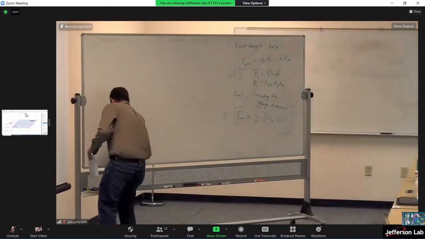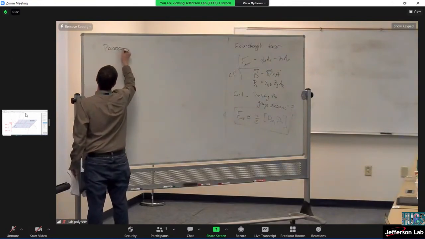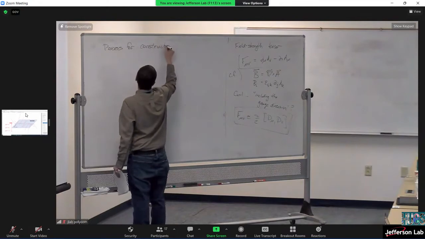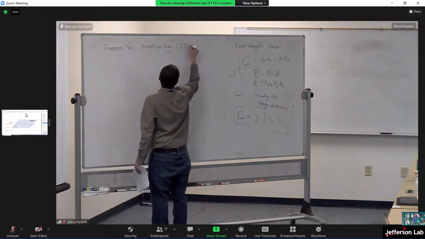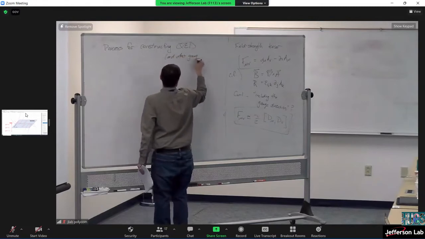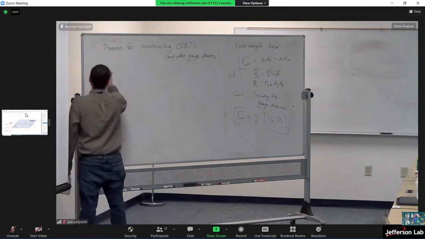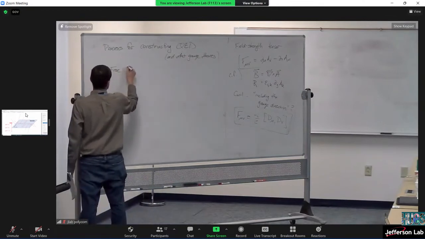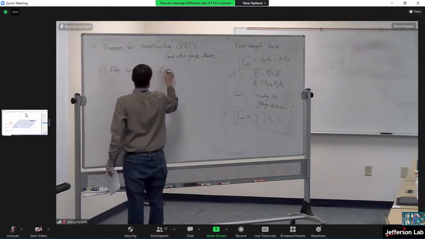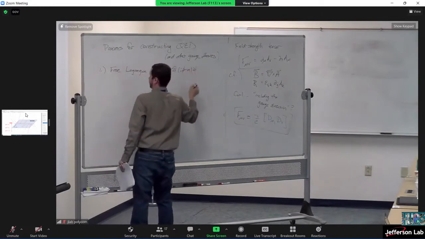Okay, so let me try to summarize what we've accomplished so far. The process for how we constructed QED and other gauge theories. So the first step was starting with the free Lagrangian. We started off with L equals psi bar i d slash minus m psi.